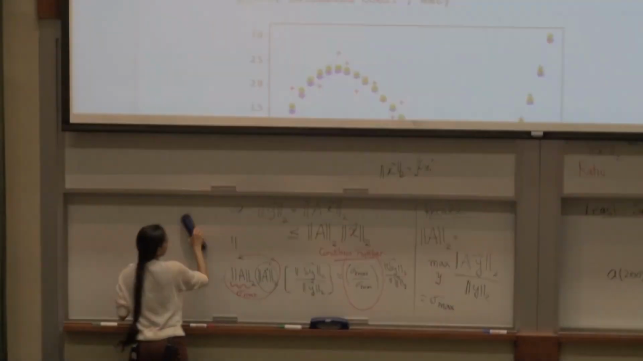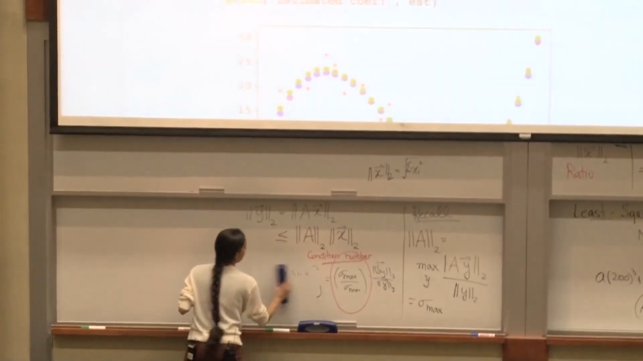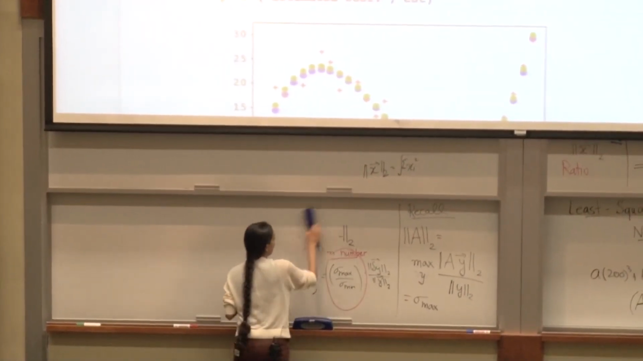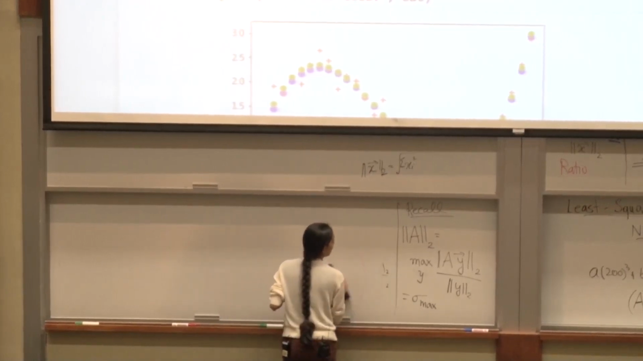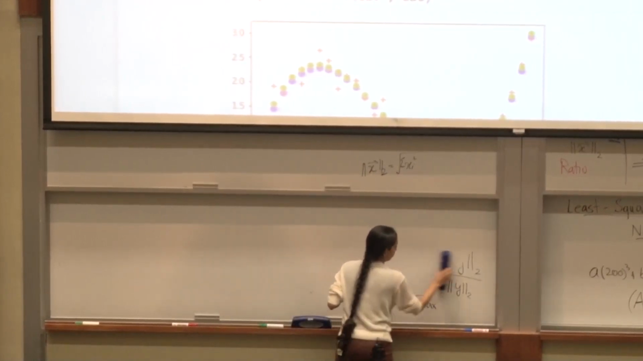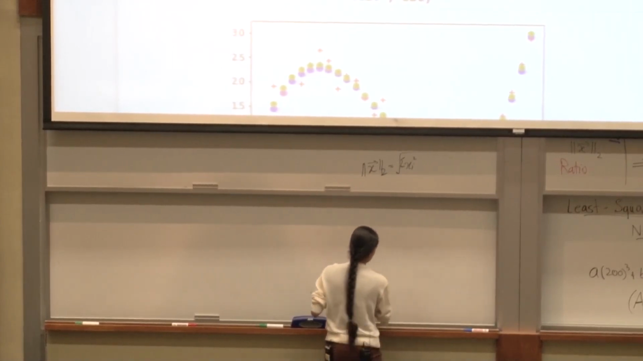So I want to now understand, why does this work? Why does adding this random lambda actually help solve the problem? Okay?